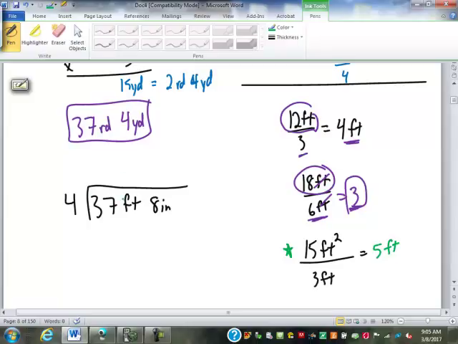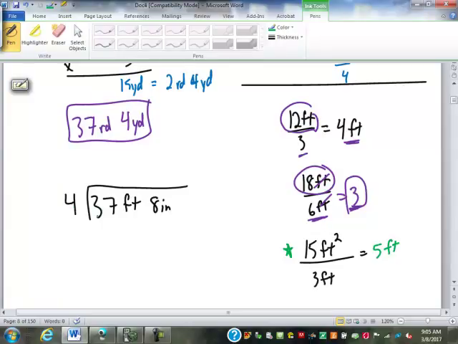So then back over here, 37 feet 8 inches divided by 4. Now again, some people would convert that all into inches, divide it by 4, and then convert it back into feet and inches. But that can get kind of sloppy. Big numbers, and there's a lot of room. You're putting in a lot of extra operations, so that means extra chances for making a mistake.